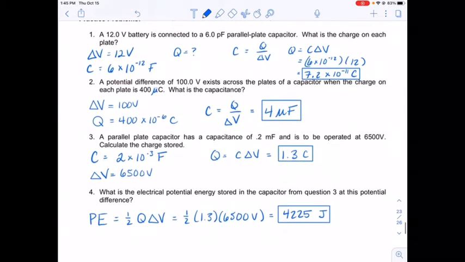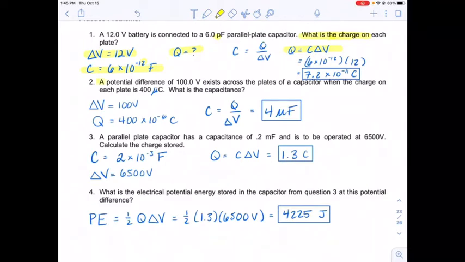So let's look at some practice problems. These are pretty straightforward, but they're just intended to get us used to all of these new terms, variables, and units. A 12-volt battery is connected to a 6 picofarad parallel plate capacitor. What is the charge on each plate? I've identified the voltage and the capacitance. By the way, pico is times 10 to the negative 12. I want the charge. I'm going to use the formula Q equals CV, plug it in, and solve for the charge of 7.2 times 10 to the negative 11th coulombs.